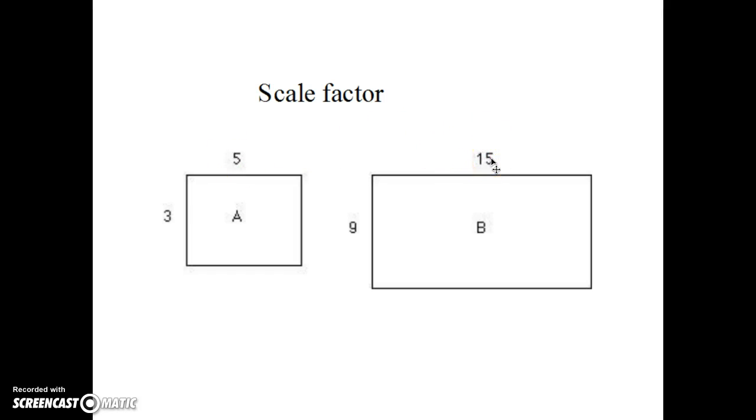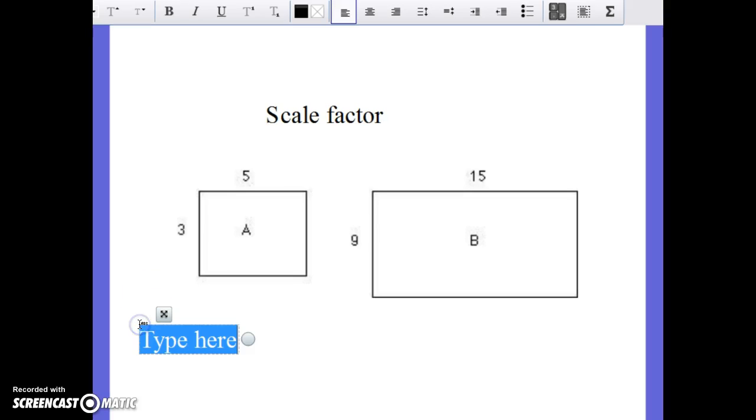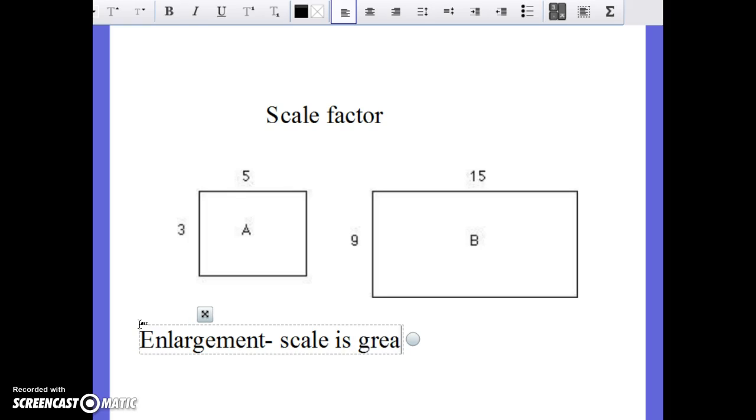Okay? So an enlargement, let me write it up here. Enlargement: the scale factor is greater than 1.